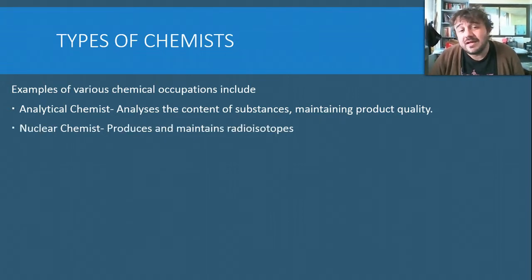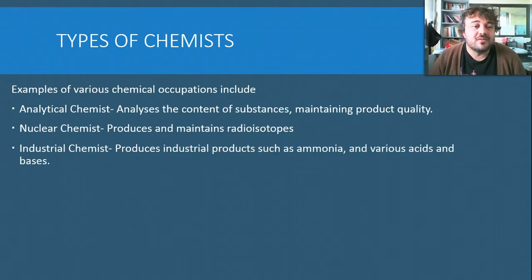You also have the nuclear chemist who produces and maintains radioisotopes. So this is used in all sorts of industries, such as food production, a lot of production basically, and often used for quality control. So then we have the industrial chemist. These are usually used at producing things. They're useful for producing chemicals in large quantities. Okay, so that's where your industrial chemist will work.